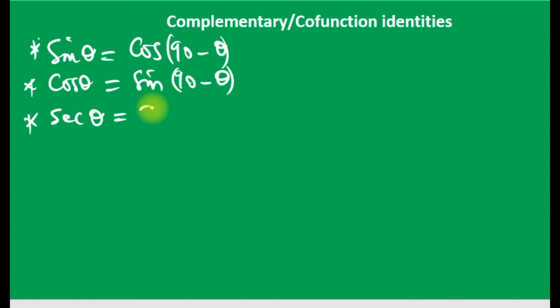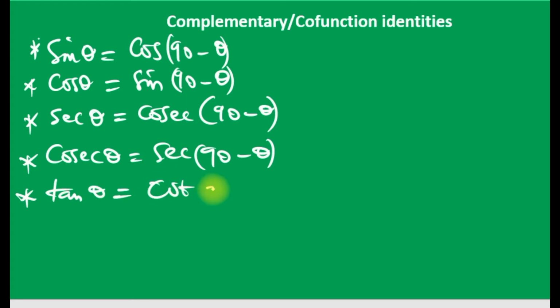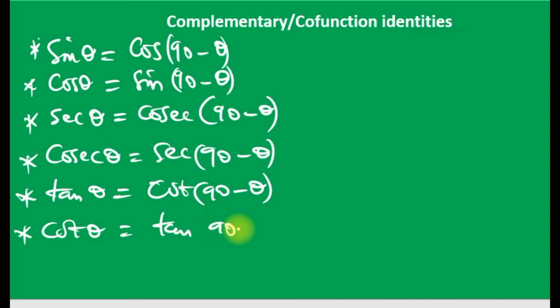Cosec theta is sec 90 minus theta. Also, sec theta is cosec 90 minus theta. Again, tan theta is cot 90 minus theta, and cot theta is tan 90 minus theta. So we have 6 of them.